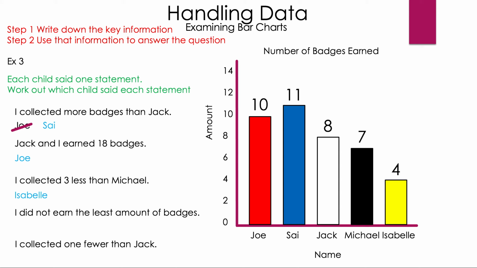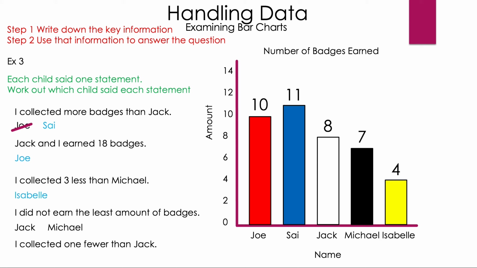I did not earn the least amount of badges. So at this point, who has the least? Okay, Isabel. And we know it's not Isabel. Now we already know it can't be Cy or Joe. So that means Jack and Michael are left. So now we don't know which one it is yet. So let's go ahead and answer the next question.